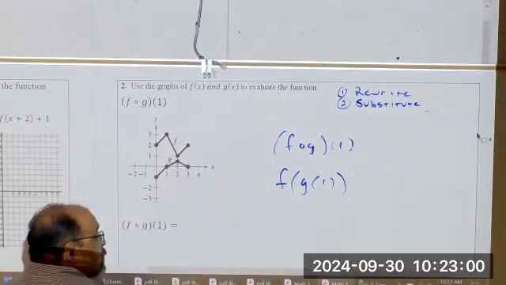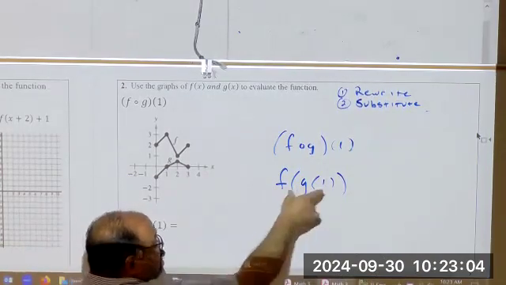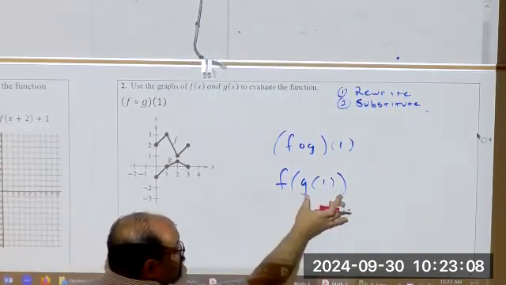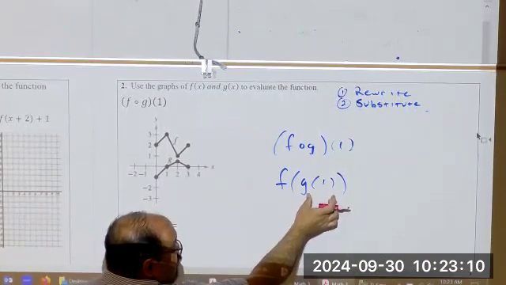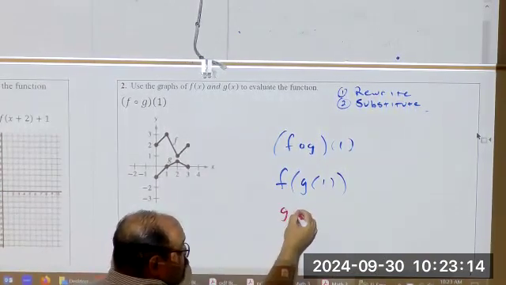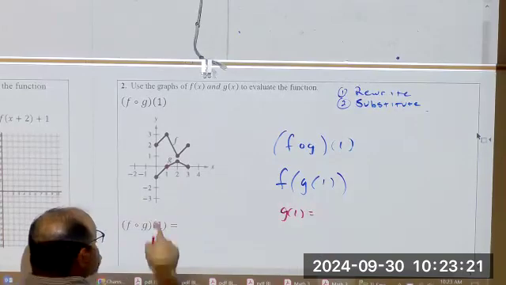So from outside to inside, I want to figure out what F of this is. Well, I can't do F of this until I know what this is. Order of operations, you got to do what's in the parentheses first anyway. So you've got to start inside here. You got to start with what G of 1 equals. Substitute. Well, G of 1.